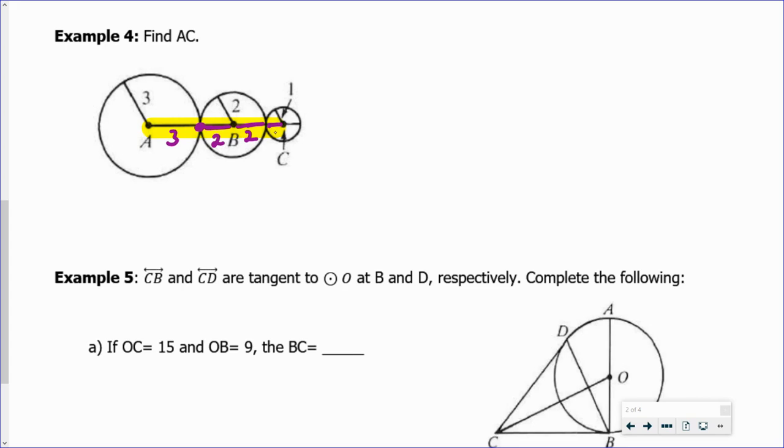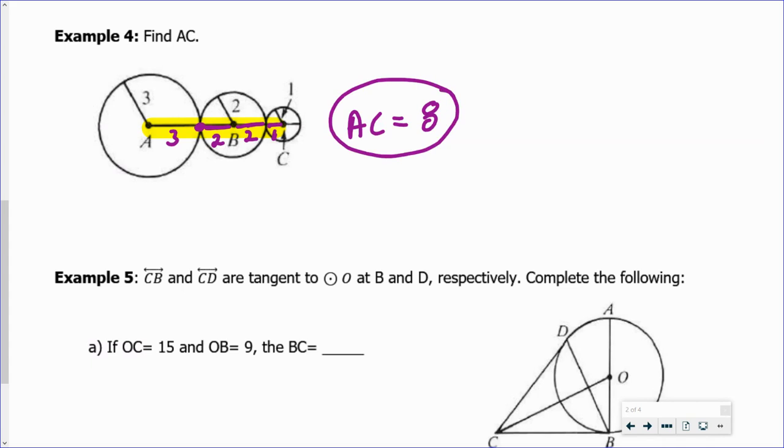And then in the smaller circle, the segment that I highlighted in purple is a radius as well. So we're going to add up all those lengths. So AC is going to equal 3 plus 2 plus 2 plus 1. So it looks like that is going to equal 8. If my arithmetic is correct, 5 plus 3 is 8. That's correct.